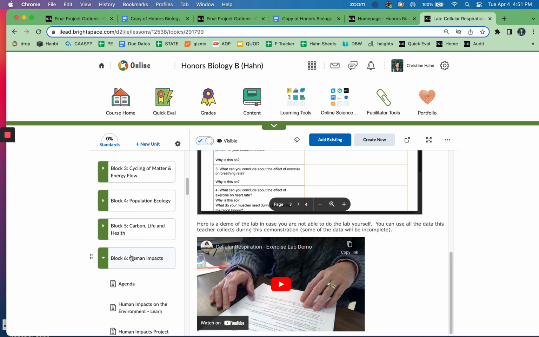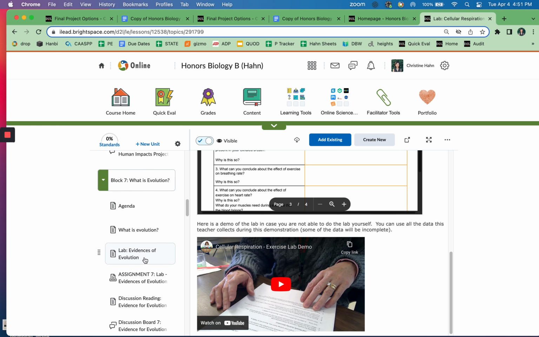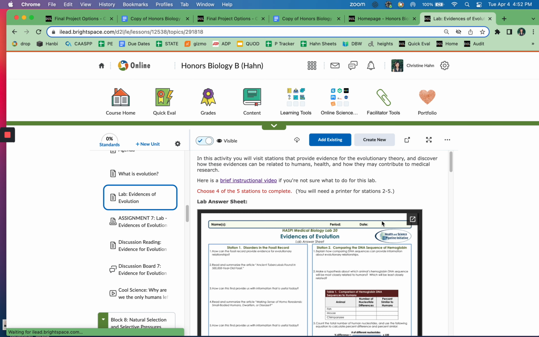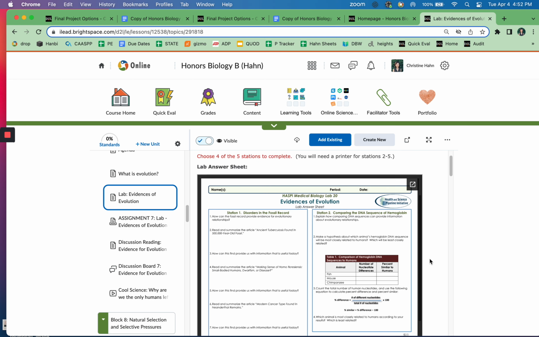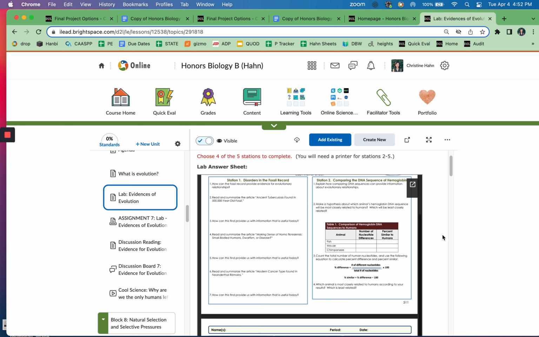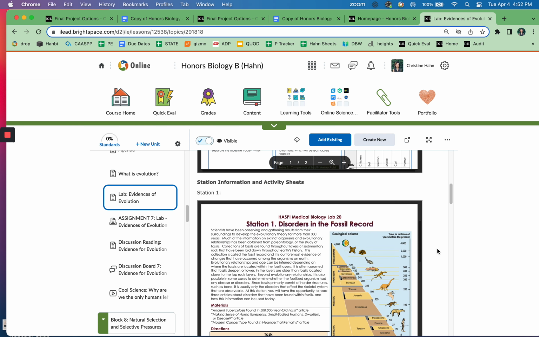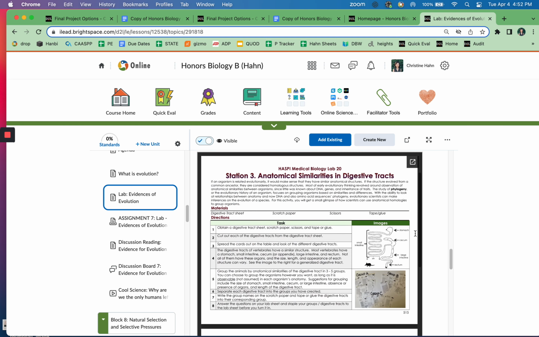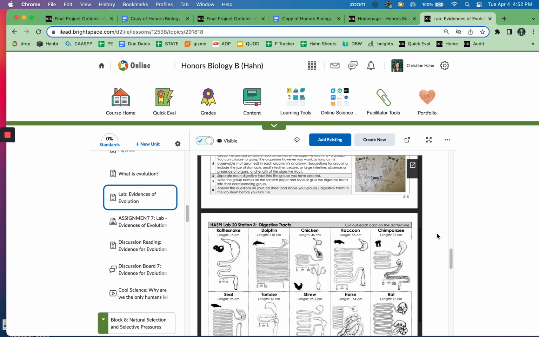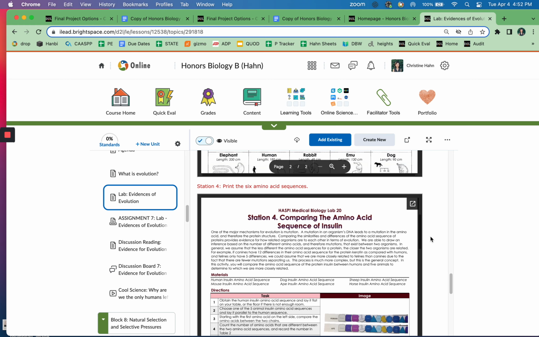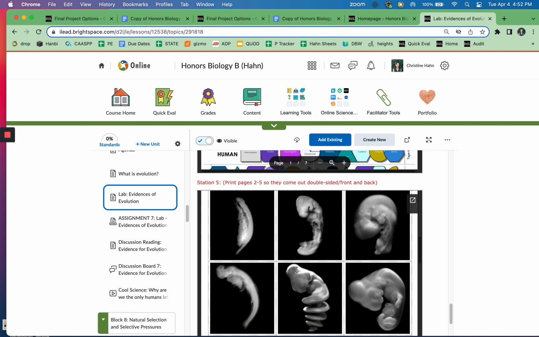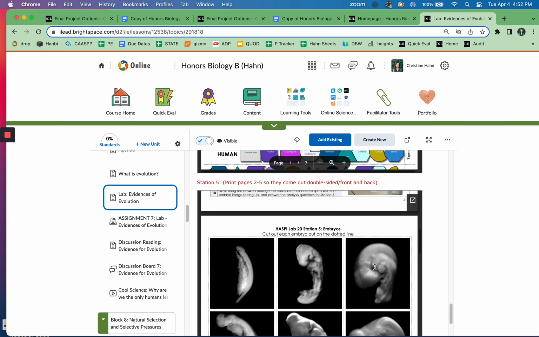Let's see. So when they do evolution, there's a lab where they can choose 4 of the 5 stations to look at different evidences of evolution. And so here's an answer sheet, but here are the station sheets. So they could compare DNA sequences, they could compare digestive tracts, they could compare amino acid sequences, or embryo similarities. And so I try to make it as hands-on or as interactive as possible.